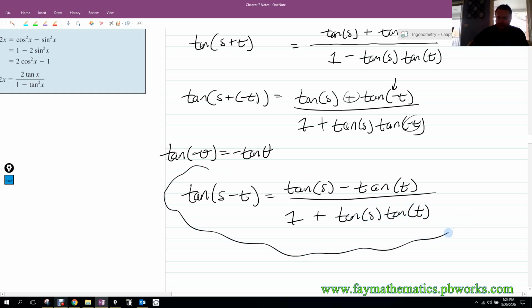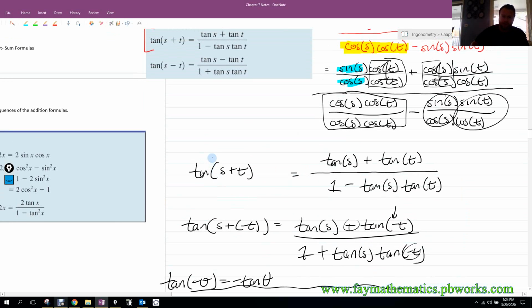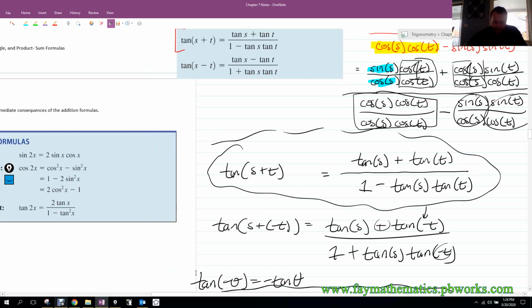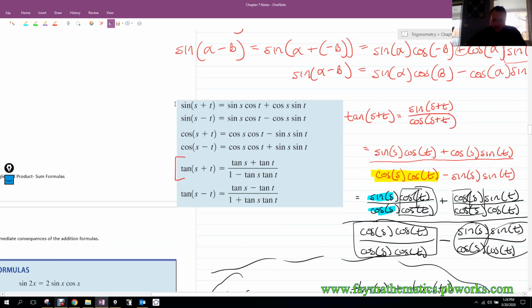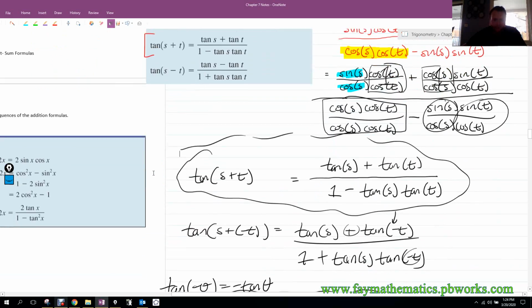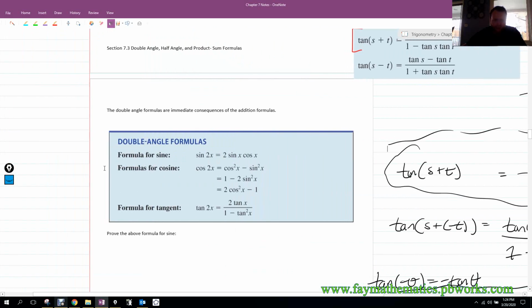And you can then see the tangent sum and difference formulas are generated simply through the division of sine and cosine, like it's always been. Sine and cosine have always divided to give me tangent. And now this is just the same situation with s plus t as my argument instead of just a theta or an x. Hopefully that helps, and we will continue soon with these double angle formulas and generating those.